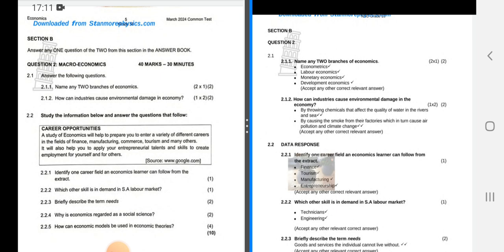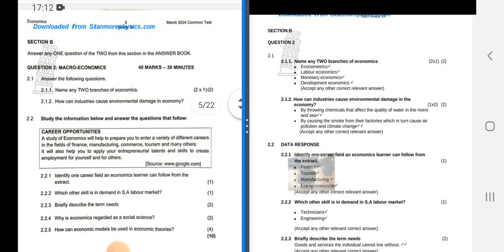How can industries cause environmental damage in the economy? You have 1 times 2. So you just have to give one reason and write it in a full sentence. So here in the memo, they said by throwing chemicals that affect the quality of water in the river and sea, that is how they are going to damage the environment. And then another example, they say by using smoke from their factories, which in turn causes air pollution and climate change. So I know it's an answer that you can answer. How can businesses harm the economy? That is how you answer this question.